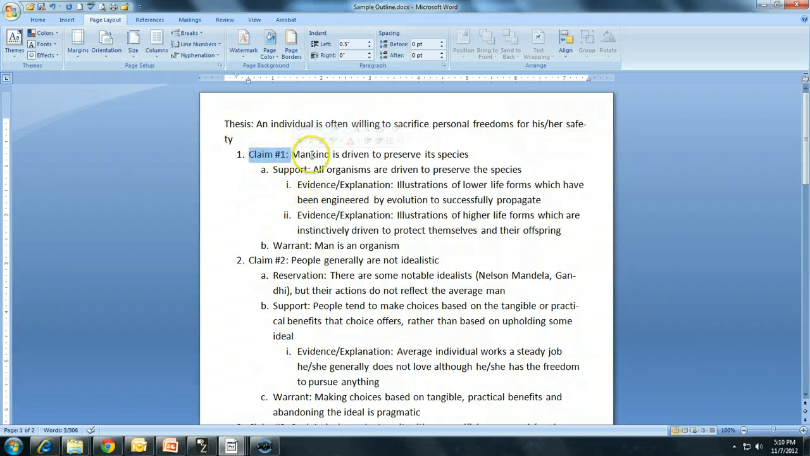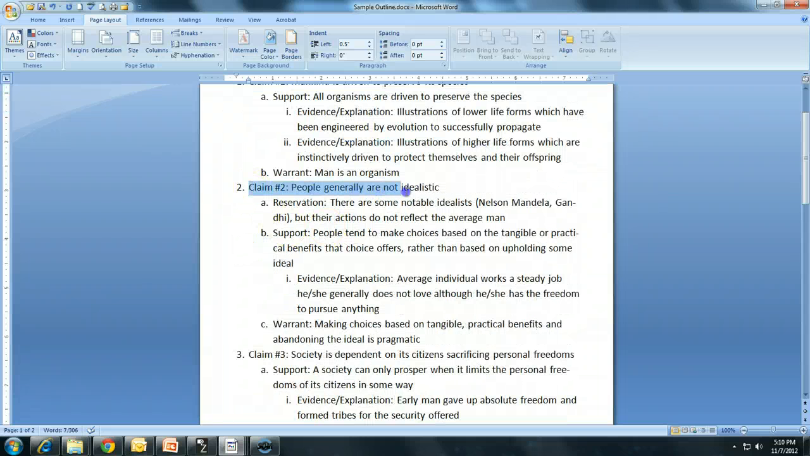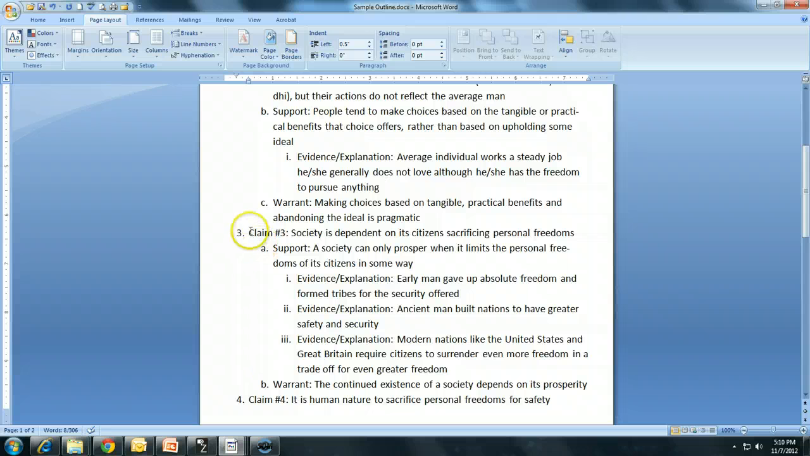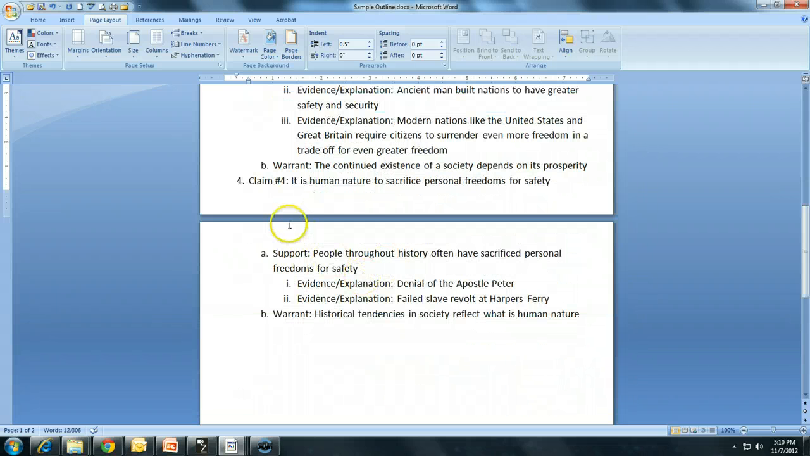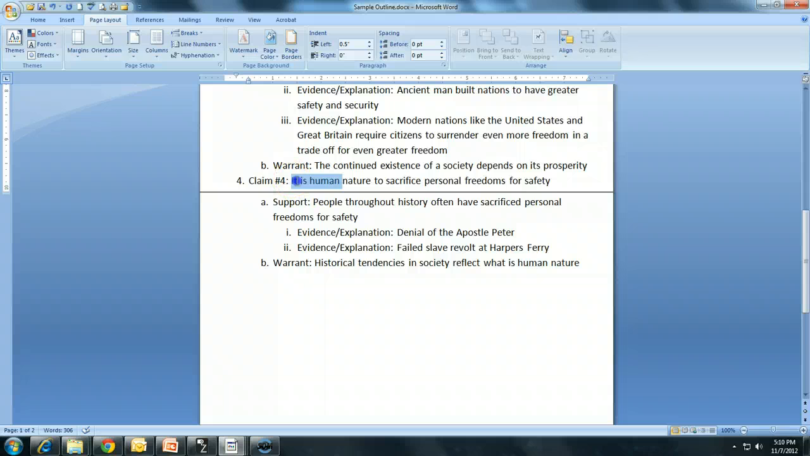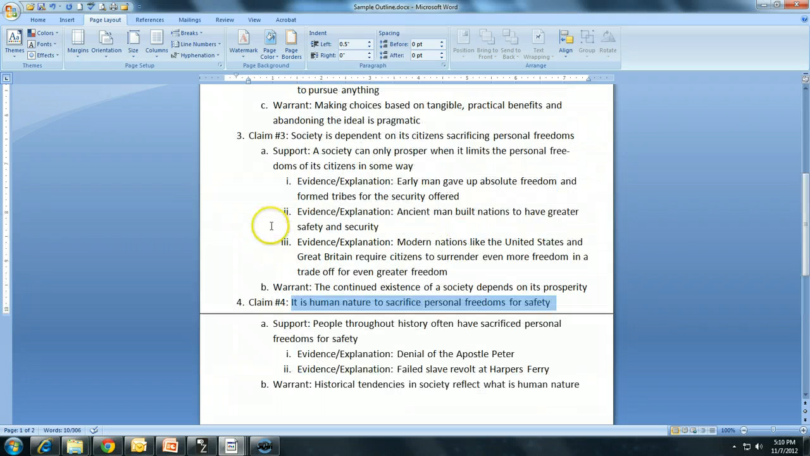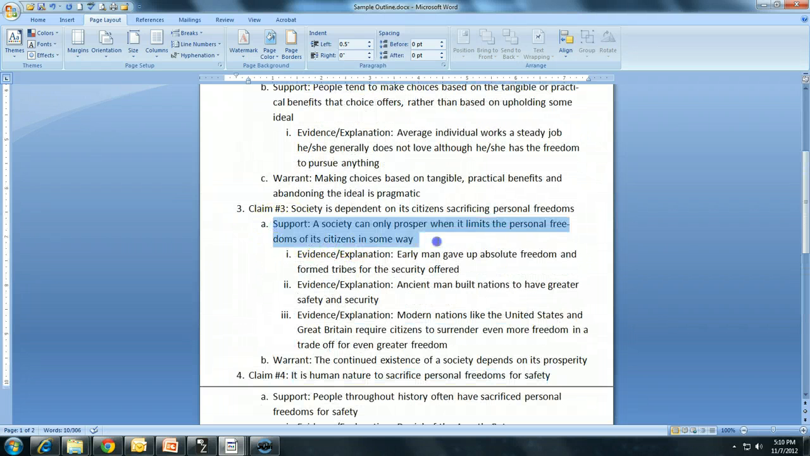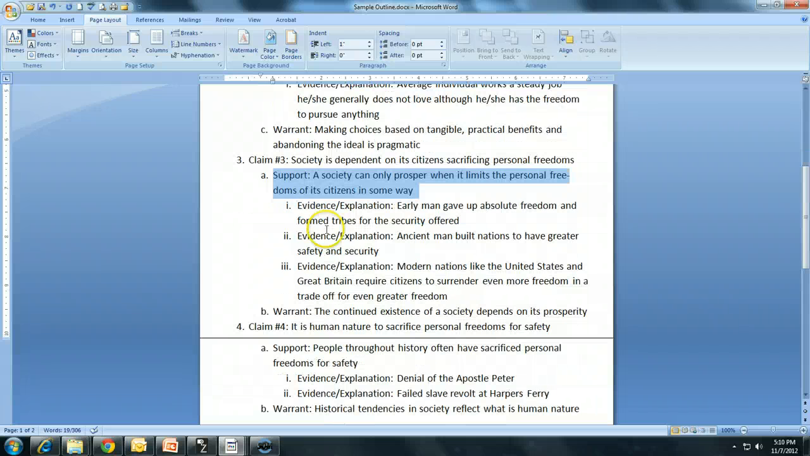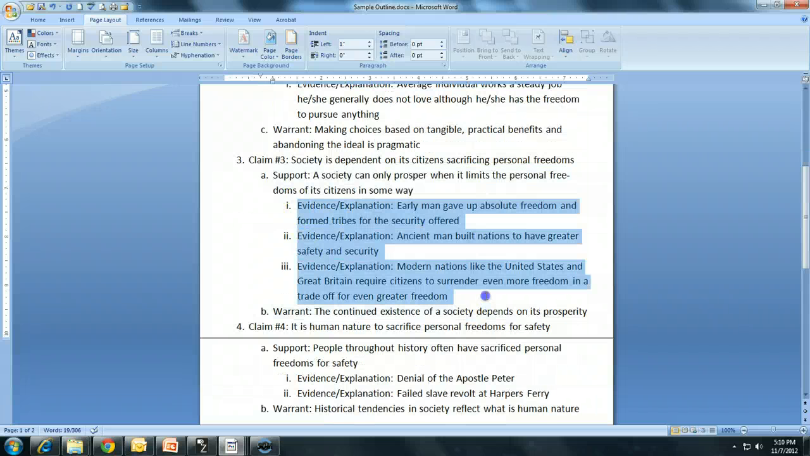We have our claim number 1 is about mankind being driven to preserve its species. Claim number 2, people generally are not idealistic. This is all stuff from my previous notes that you saw in the previous video. Claim number 3, society is dependent on citizens sacrificing personal freedoms. And claim number 4, it is human nature to do all of this. Okay, and for each one I've got support, which is my logical support, and then I've got some type of evidence or explanation.